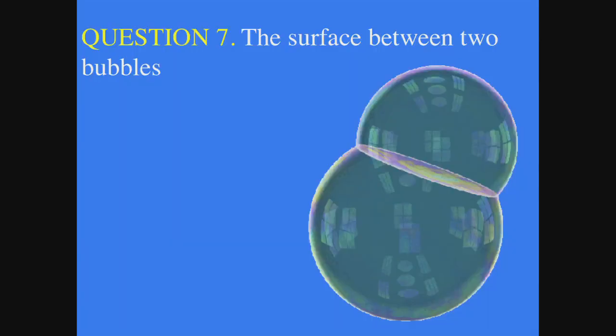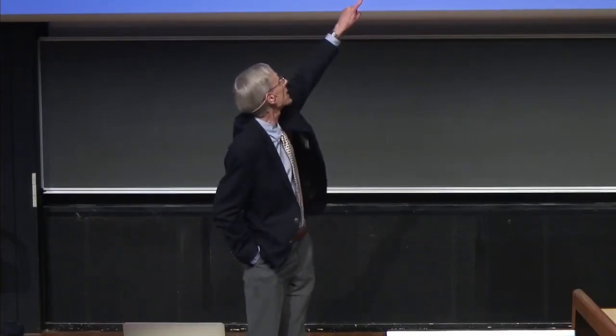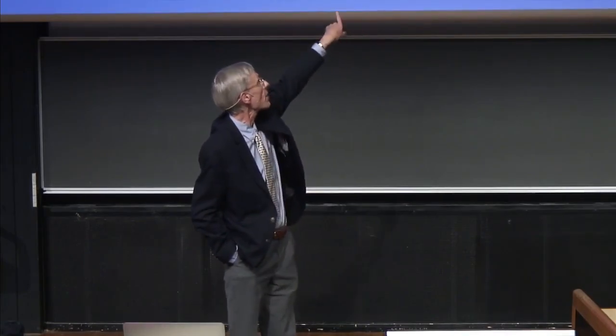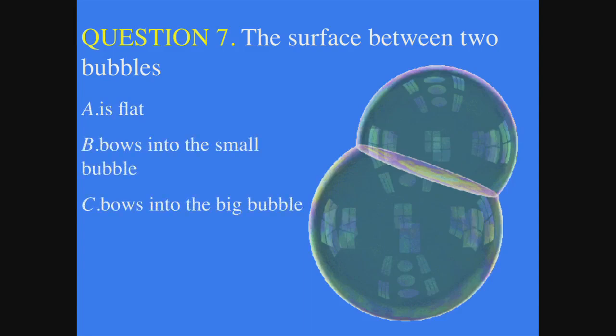Next question for you guys is about this double bubble. When you have a double bubble, here's one with a little sphere on top, a big sphere on the bottom, and then there's the surface between them. That surface between them, do you think it's flat? Do you think that the big bubble pushes up into the little bubble, or that the little bubble bows down into the big bubble? So how many people go with A, flat?